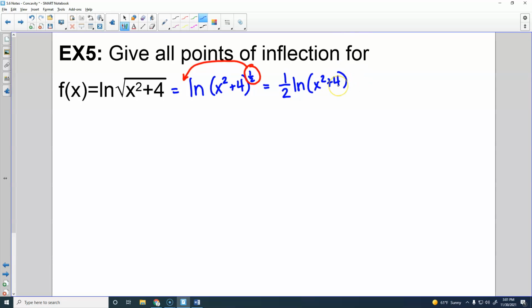And that's going to make it easier because we don't have to do a triple chain rule. Now it's just a regular chain rule. It's just a property of logs that we learned in pre-calculus that is always true. So if you have an exponent like that, you can pull it out front.